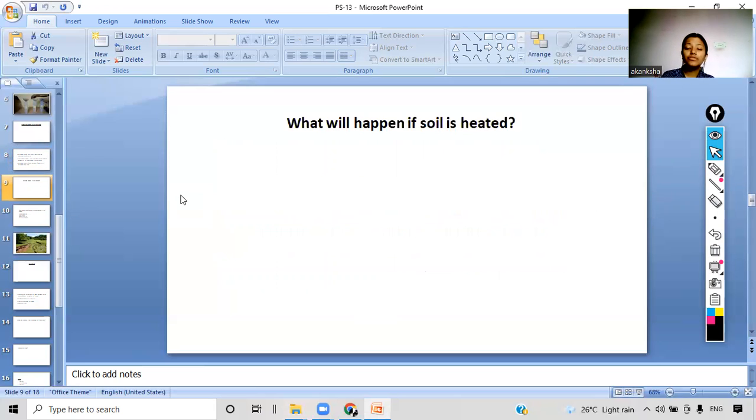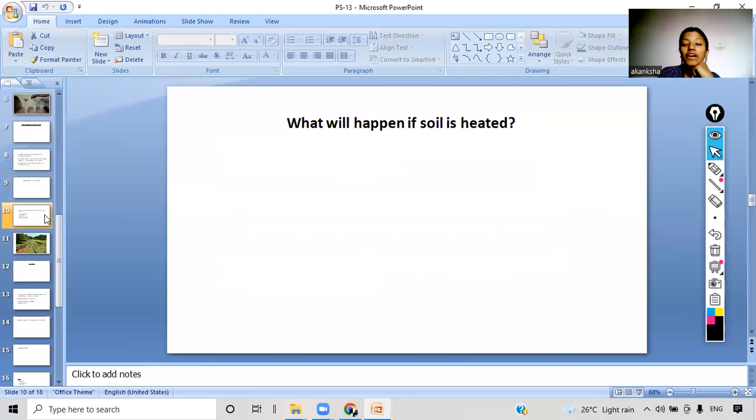So what will happen if soil is heated? Do you think that percolation rate will be changed? Yes or no? Okay, I can see some responses. Some are saying yes and some are saying no. So the correct answer for this is yes. If we heat the soil, its percolation rate will be affected, right? And how it will be affected, you have to find that on your own, and then we will discuss it in our class tomorrow, right?